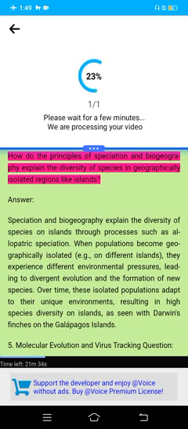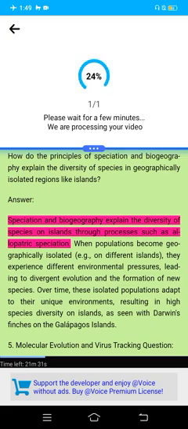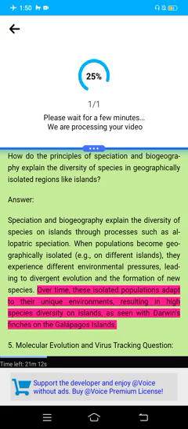4. Speciation and biogeography. Question: How do principles of speciation and biogeography explain the diversity of species in geographically isolated regions like islands? Answer. Speciation and biogeography explain the diversity of species on islands through processes such as allopatric speciation. When populations become geographically isolated, for example on different islands, they experience different environmental pressures, leading to divergent evolution and the formation of new species. Over time, these isolated populations adapt to their unique environments, resulting in high species diversity on islands, as seen with Darwin's finches on the Galapagos Islands.